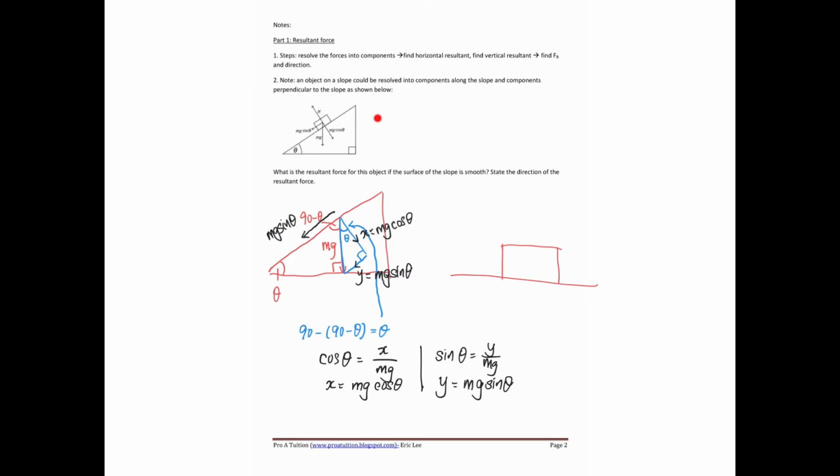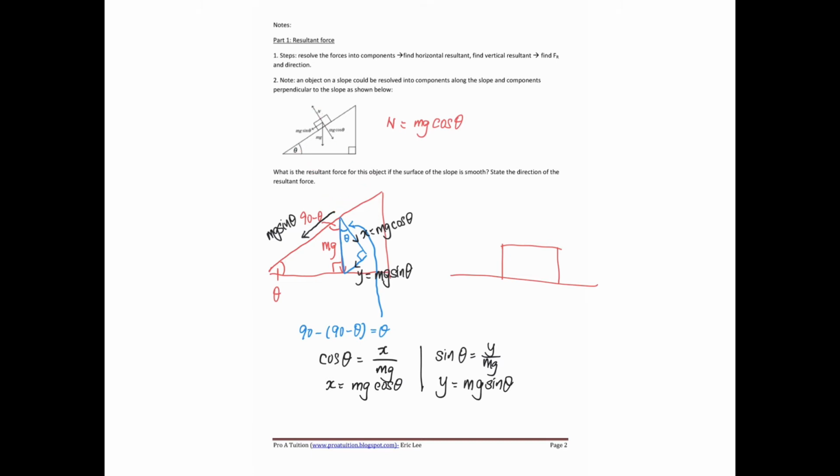Let me write down the normal reaction. The normal reaction, or the normal force, is equal to mg cos theta. We will come to this normal force later, where the normal force is used to find the friction. We will come to it later, so we just leave it like this first.